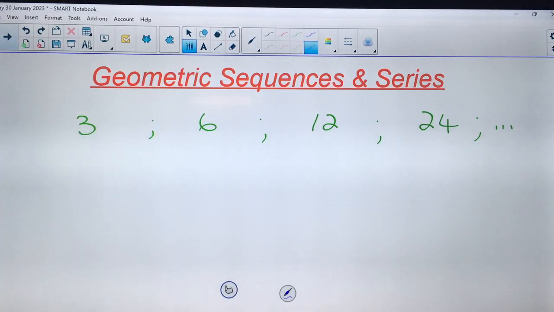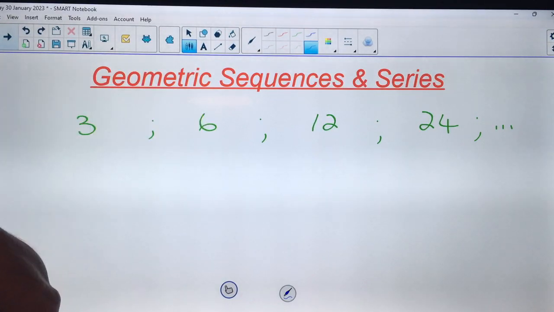So for a GS, it means that we have a constant ratio. We multiply by the same value. I just picked an easy one here.